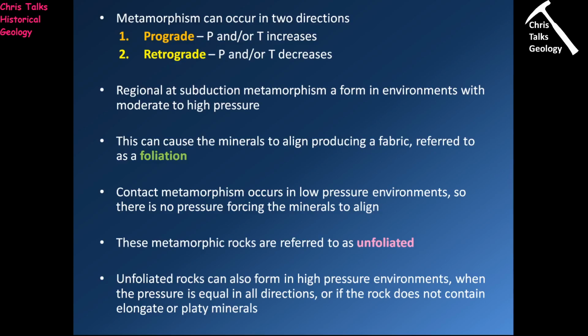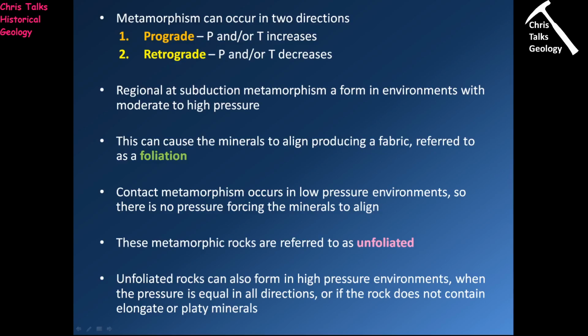Okay, so metamorphism can occur in two discrete directions. There's prograde metamorphism and retrograde metamorphism. Prograde metamorphism is when you increase the pressure and/or temperature. Essentially it's called prograde because you're driving the metamorphism forward by increasing that pressure and temperature. Retrograde metamorphism is when you decrease the pressure and temperature.